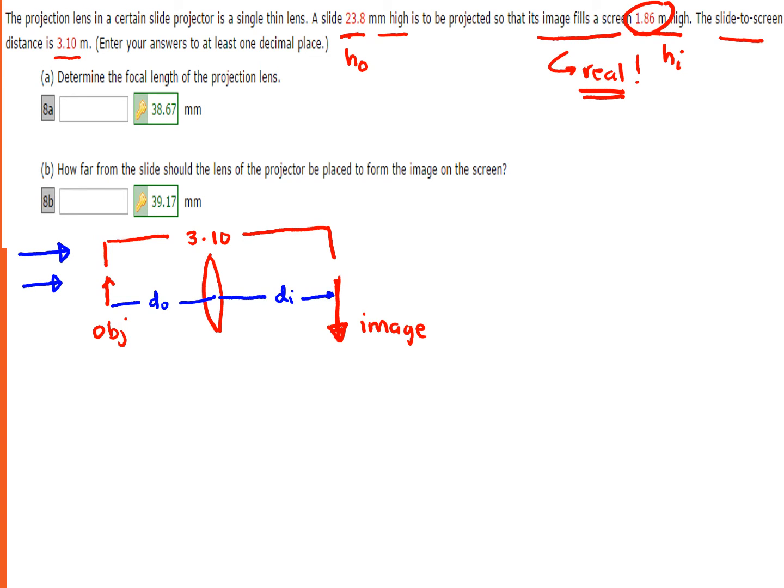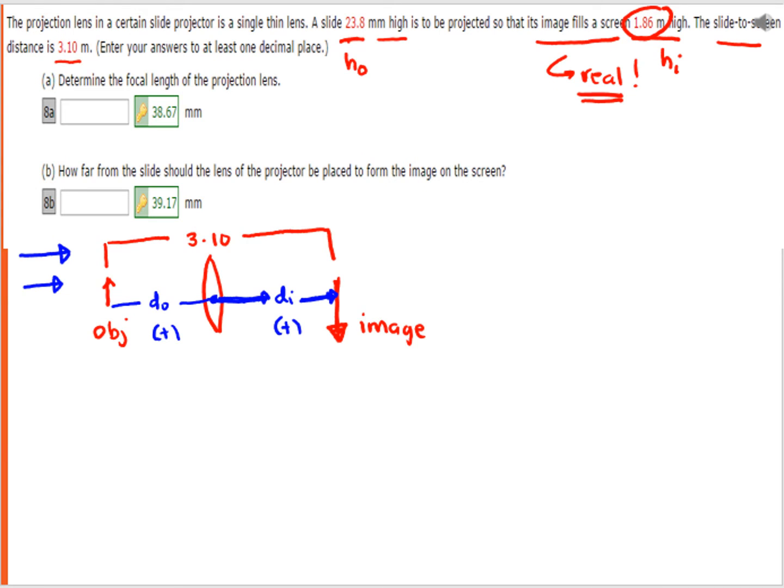So here we should know that our DO is positive and our DI is also positive, because as the rule says, the sign of the quantity relies on the direction of the incident rays, and since we are measuring quantities from the optical center, then DI is positive because we measure it from the optical center to where the image is. DI is positive.